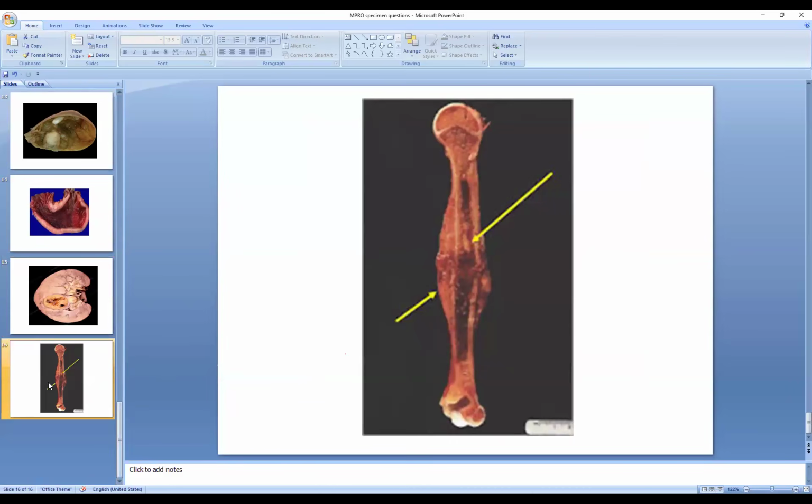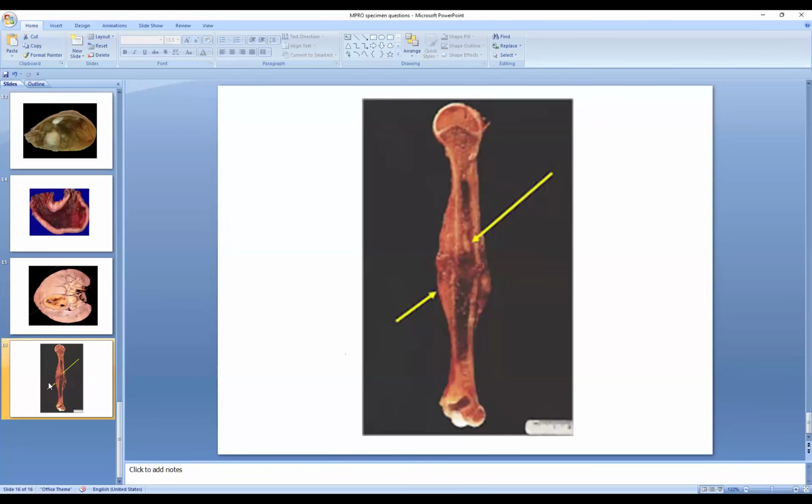Now look at another specimen. Tell me something about it. Sir, this is a gross specimen of a long bone, looking like femur, and you can see a lesion arising in the medullary cavity, and it is also eroding the cortex of the bone. So what is the most likely diagnosis? Sir, it is arising from the diaphysis, so it could be Ewing sarcoma. What are the radiological features? Sir, in Ewing sarcoma, the X-ray will usually show onion peel appearance.